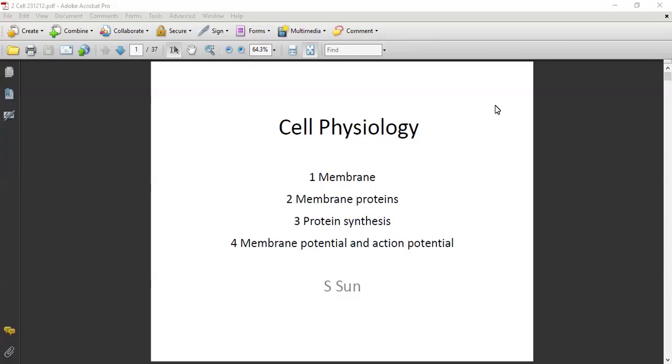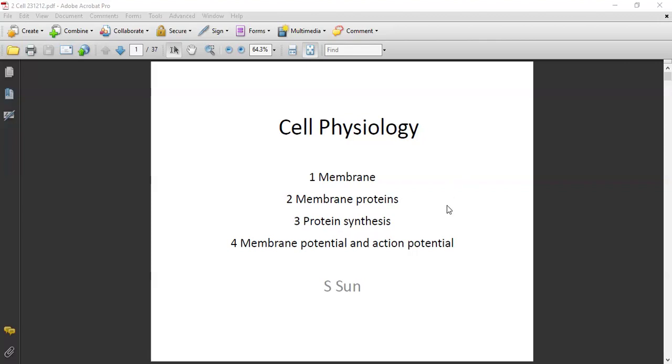Hello, students. So this is a new lecture, and we are going to talk about cell physiology. We will talk about the cell membrane, the membrane potential, and from there we will get to understand some important membrane feature, which is membrane potential. And these membrane proteins are synthesized from gene expression, so we will also touch on that.